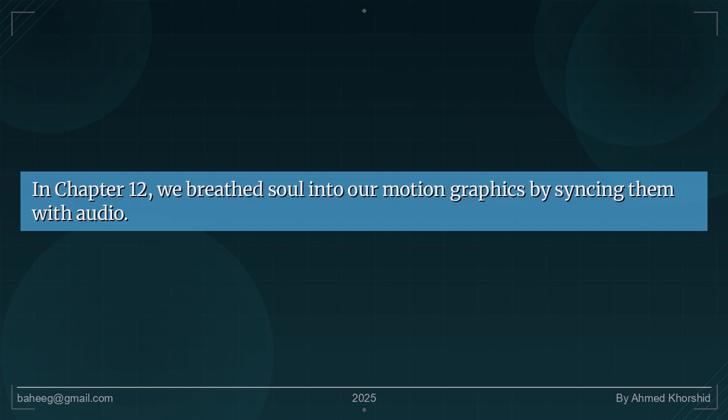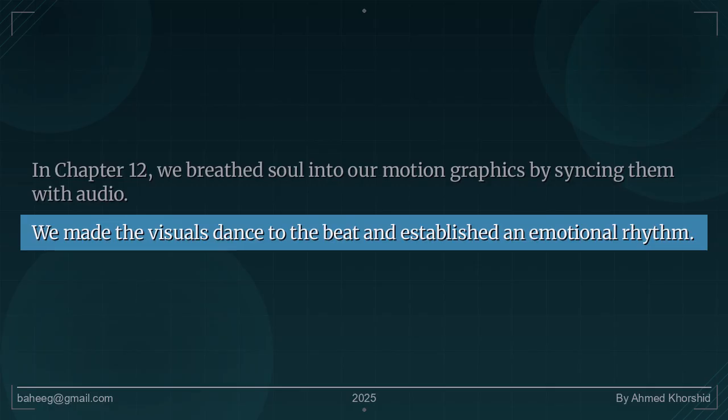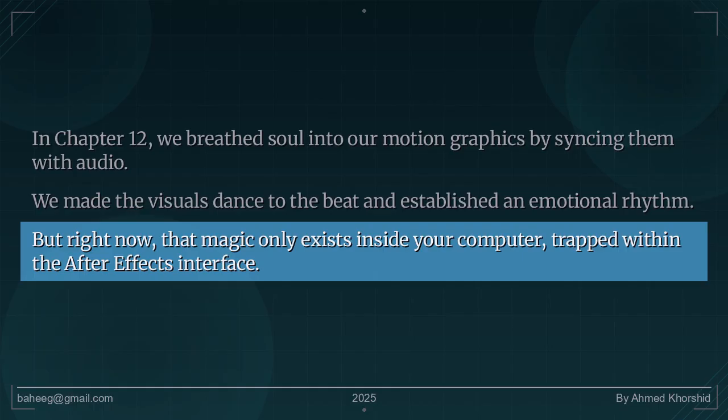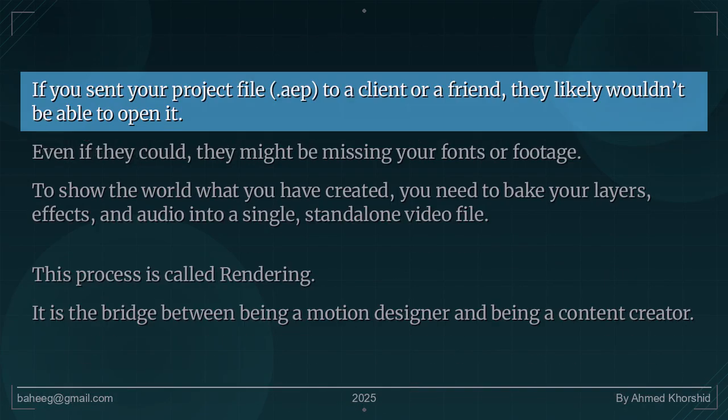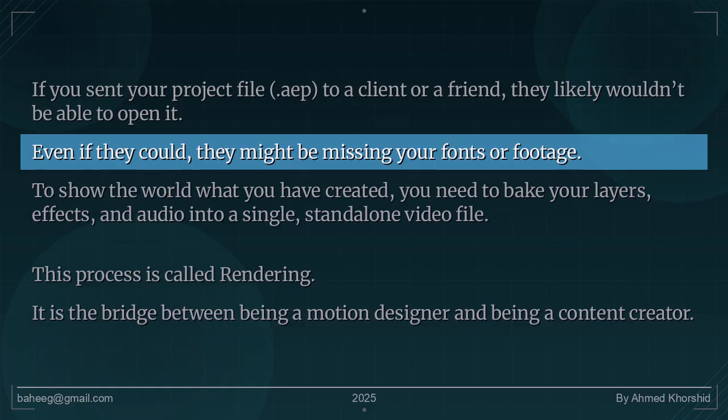In Chapter 12, we breathed soul into our motion graphics by syncing them with audio. We made the visuals dance to the beat and established an emotional rhythm. But right now, that magic only exists inside your computer, trapped within the After Effects interface. If you sent your project file, .aep, to a client or a friend, they likely wouldn't be able to open it. Even if they could, they might be missing your fonts or footage.